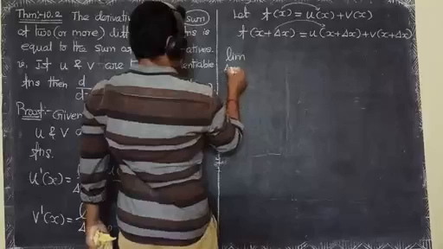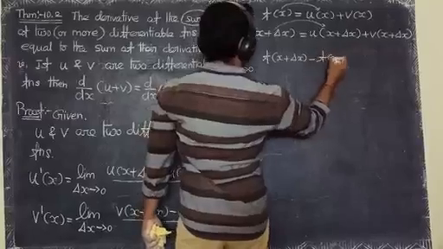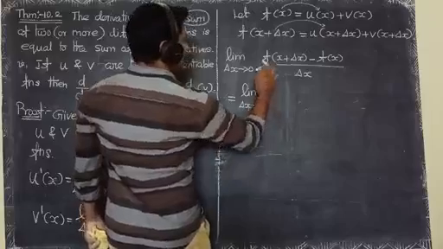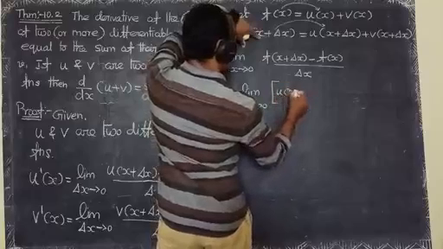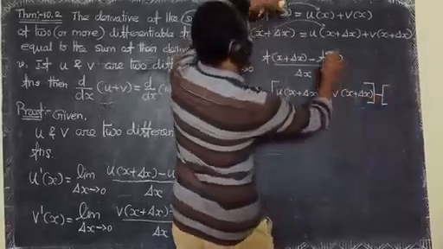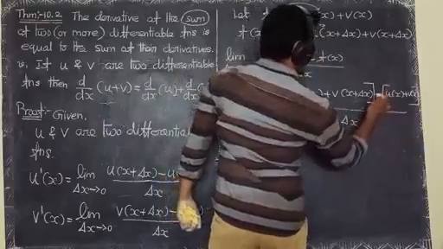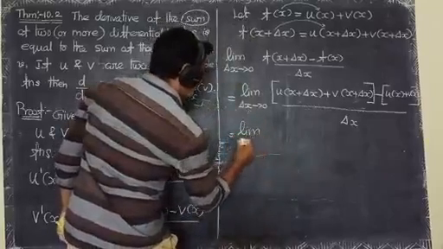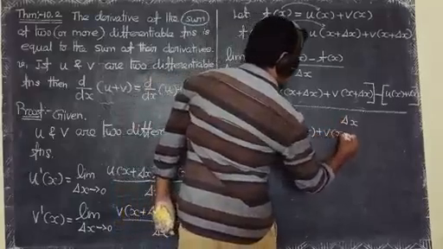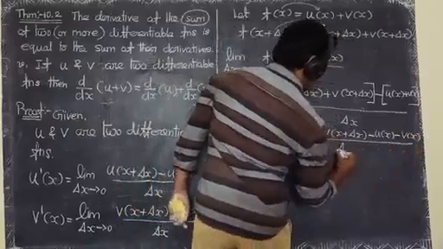Now, limit as Δx approaches 0 of [f(x + Δx) − f(x)] / Δx is equal to limit as Δx approaches 0 of [u(x + Δx) + v(x + Δx) − (u(x) + v(x))] / Δx. Multiplying the minus 1 into each term, we get [u(x + Δx) + v(x + Δx) − u(x) − v(x)] / Δx. Now split the corresponding terms.